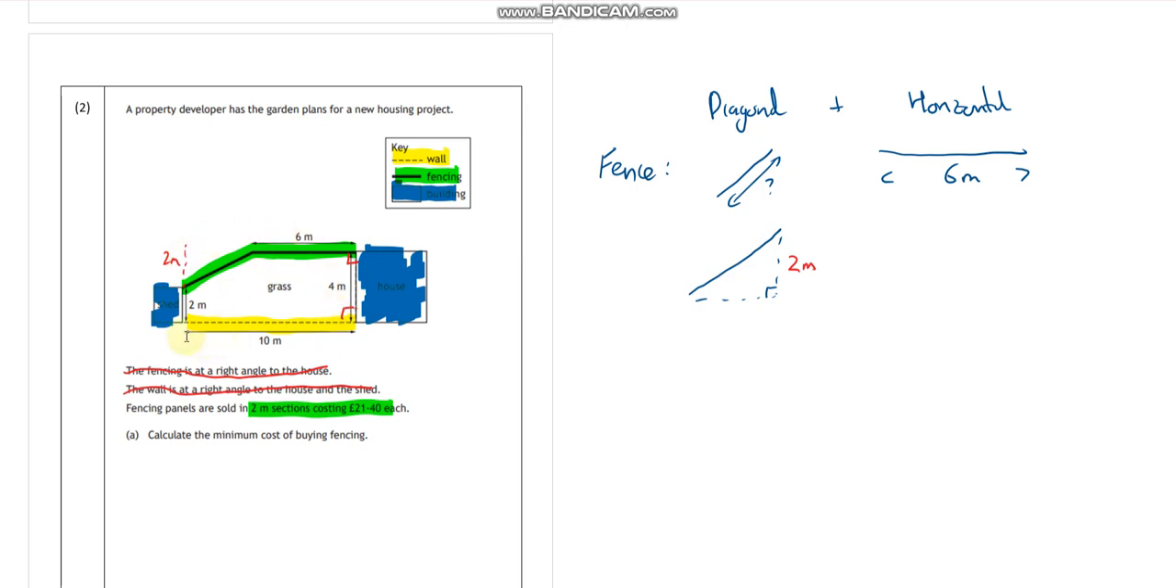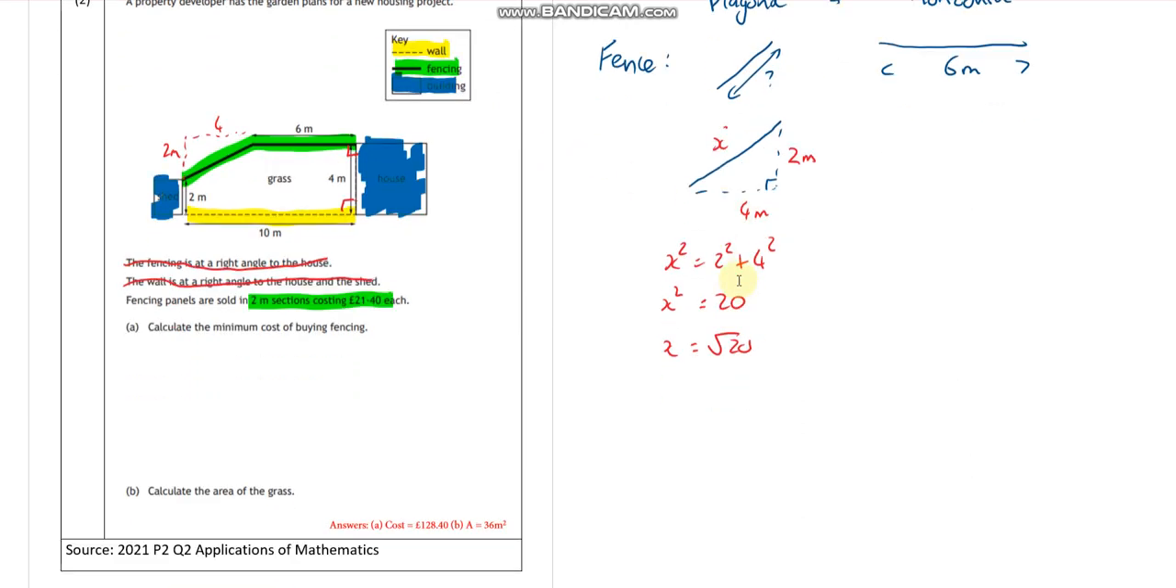And then it's the same with this one. The whole thing is 10. This width is 6. 6 plus what is 10? Well, that's going to be 4. I've got a 2 and I've got a 4 metre. Give me x. So let's do some Pythagoras. x squared is 2 squared plus 4 squared. That's a Pythagoras add because I don't know the longest side. So x squared is equal to 20. So x is equal to root 20. And I'm just going to leave it like that right now.